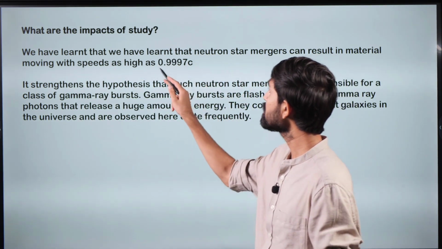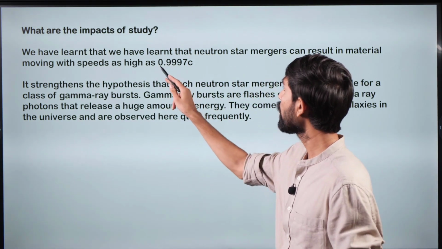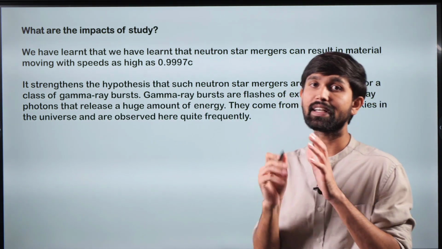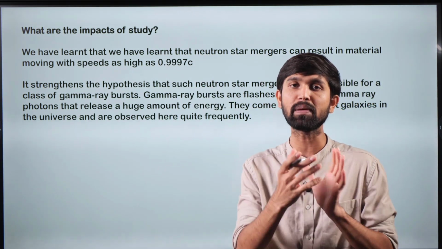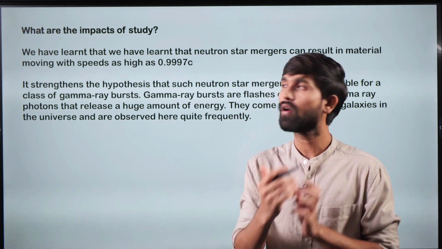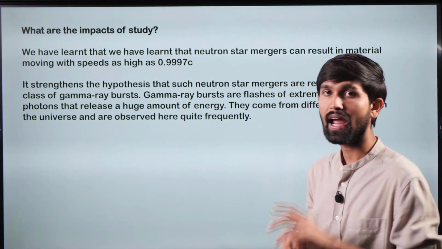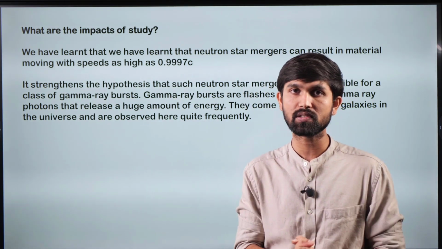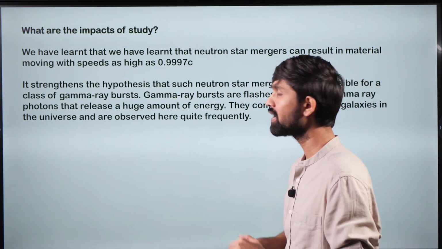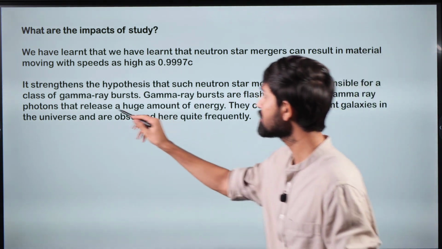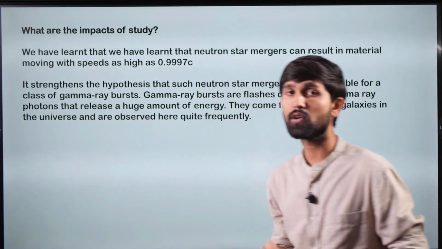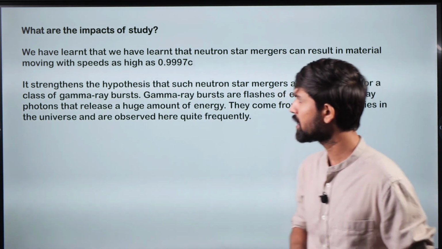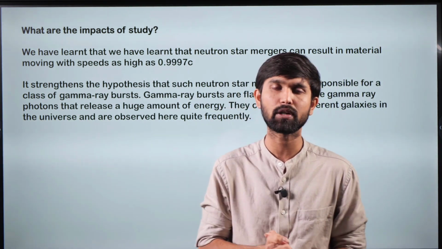or 0.997c, where c is the speed of light. So it gave us the exact speed at which the material will travel when two neutron stars collide. And apart from that, we also understood that when these two neutron stars collide, a lot of material is given out, and one such material is gamma rays. Gamma rays are also thrown out when neutron stars collide. So these are some of the important points which we should know with respect to this article.